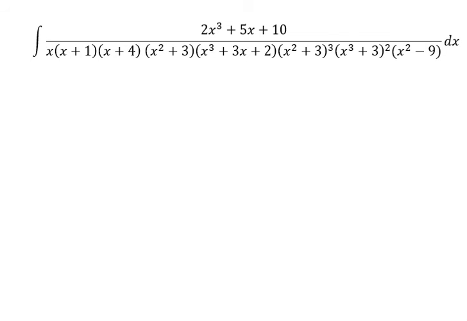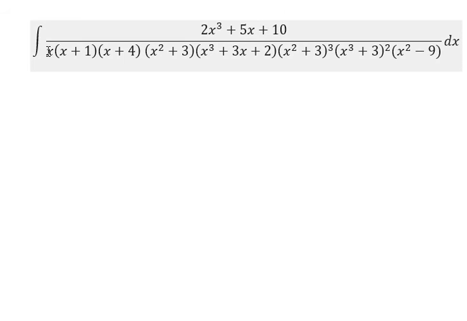Hello everybody, today I will talk about partial fractions. Now I will show you the technique for creating partial fractions for integration. I will show you step by step.